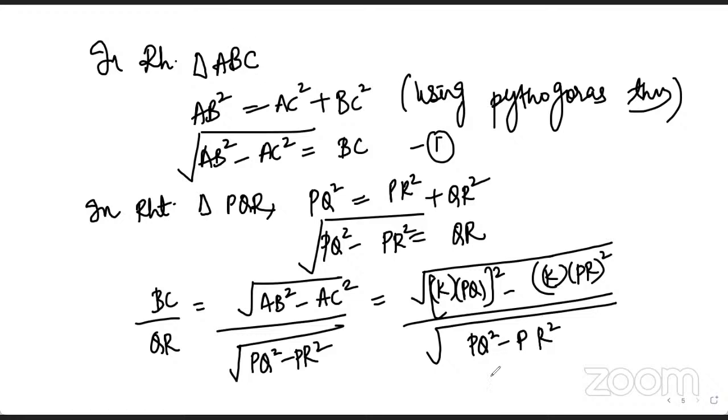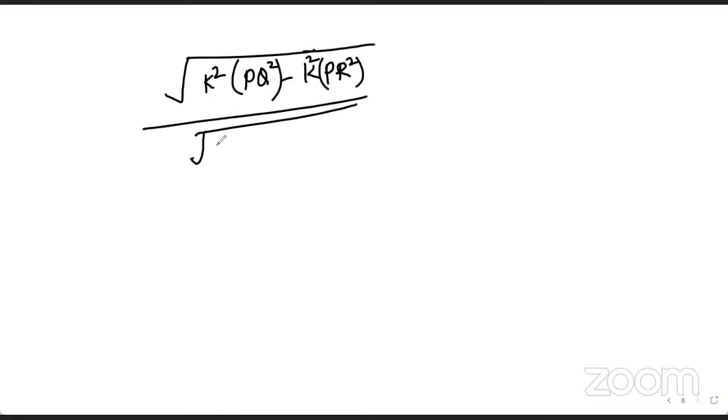Okay, I hope you have got till this point. Now the next point is that I can take K square common. So my expression was K square PQ square minus K square PR square upon under root of PQ square minus PR square.